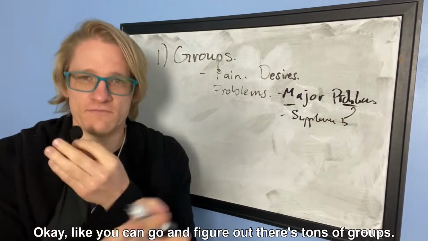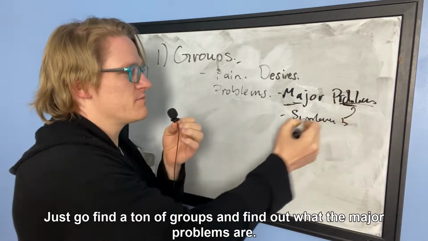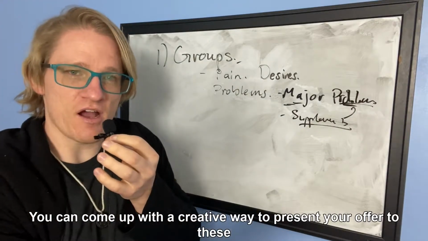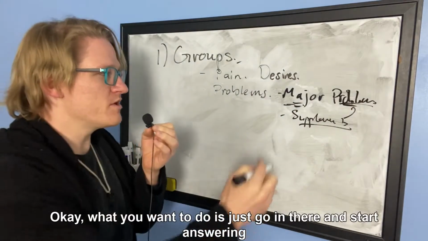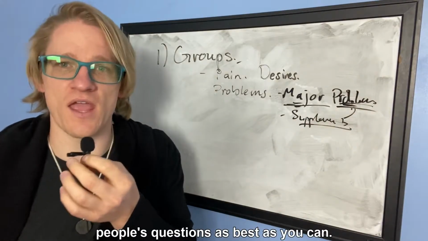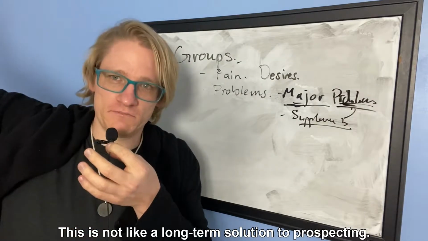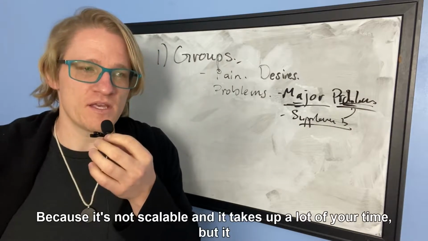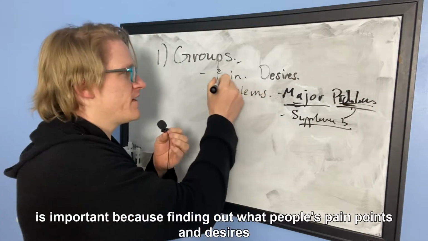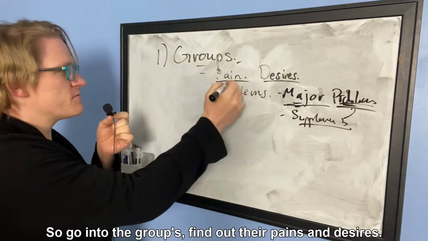Okay. There's tons of groups, so go find a ton of groups and find out what the major problems are. And then you can come up with a creative way to present your offer to these people, but not yet. What you want to do is just go in there and start answering people's questions as best as you can, right? Just go in there, start interacting. A lot of times this is not a long-term solution to prospecting, because it's not scalable and it takes up a lot of your time, but it is important because finding out what people's pain points and desires are is key. It's critical, right? So go into the groups, find out their pains and desires.